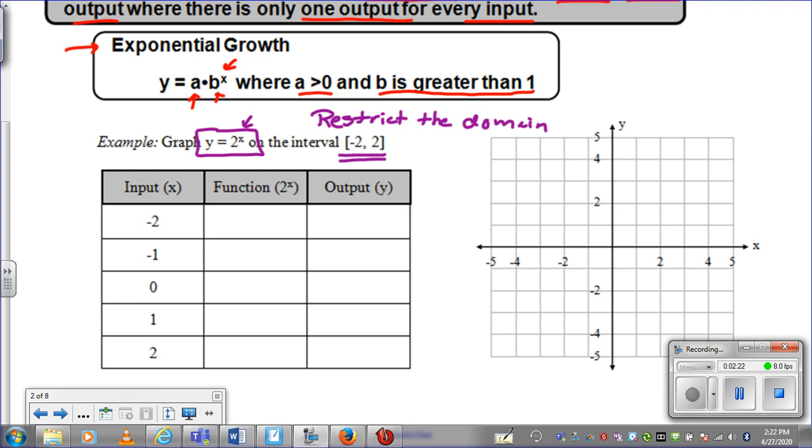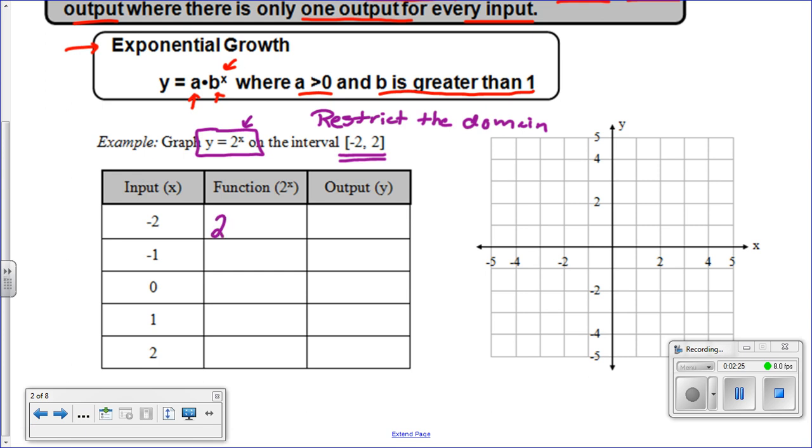So let's input our values here. So this would be 2 to the -2nd power. And if you remember what negative exponents mean, they actually mean reciprocal. So that's 1 over 2 squared, which is 1/4. 2 to the -1st power means 1 over 2 to the 1st, which would be a half. 2 to the 0 power, well, anything to the 0 power is 1, except for 0 to 0, that's undefined. 2 to the 1st power is 2. 2 to the 2nd power is actually 4.